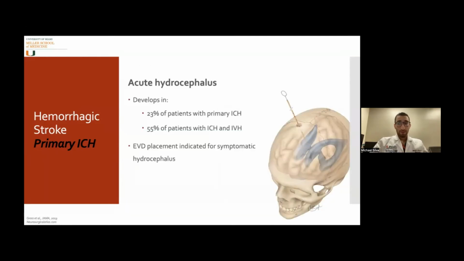Obviously, acute hydrocephalus is a complication for many of these patients. In fact, about 23% of patients with primary ICH develop acute hydrocephalus, and that number goes up to 55% if they additionally have intraventricular hemorrhage. And our role in these patients is usually EVD placement for symptomatic hydrocephalus.